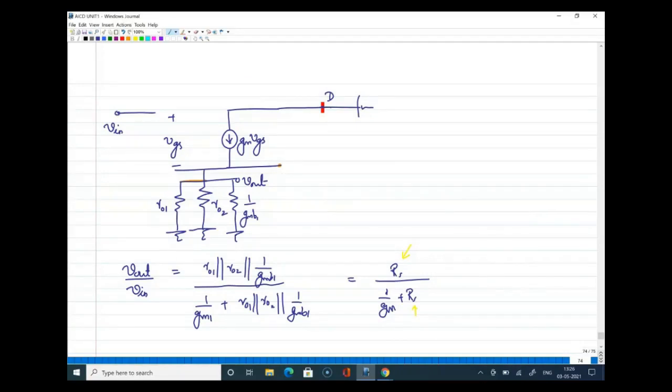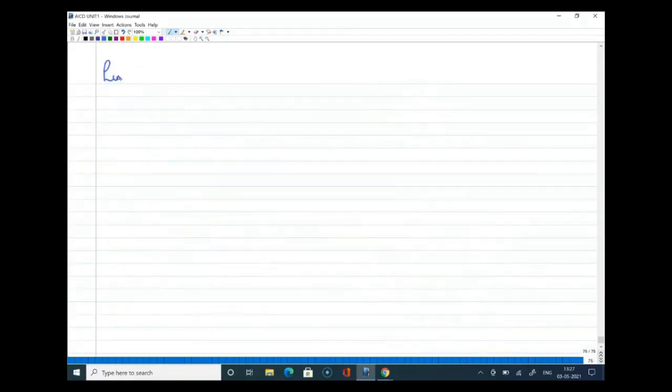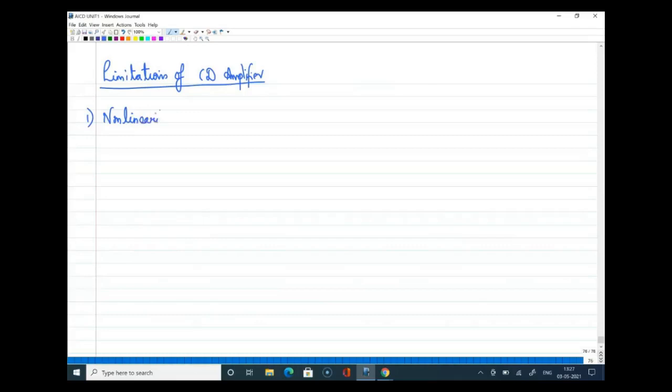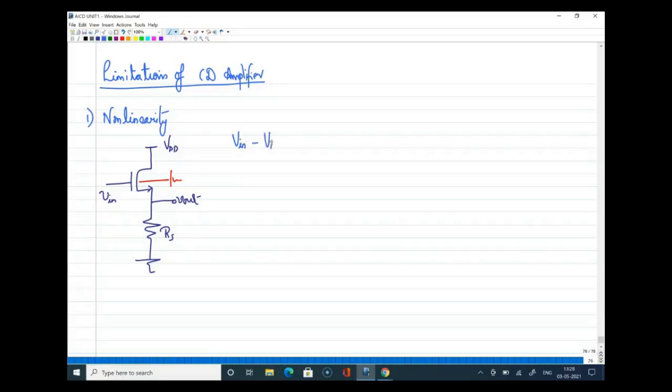Moving on, I'll also quickly talk about some of the limitations of this CD amplifier. One limitation of the CD amplifier is with respect to non-linearity. You will be wondering, what is this non-linearity? Let me explain that with the help of a small circuit diagram. This is VDD, this is V out, this is V in, and this is RS. Now, when we explained this, we did not consider the body effect, but we know that for this, body effect will definitely be there. So from the previous discussion, I wrote V in minus VGS is equal to V out.